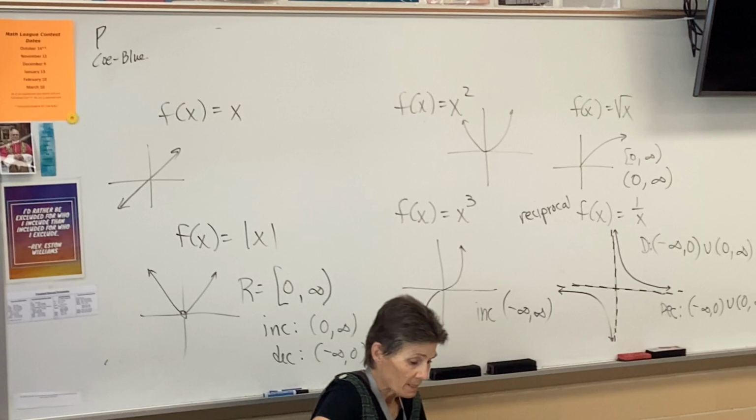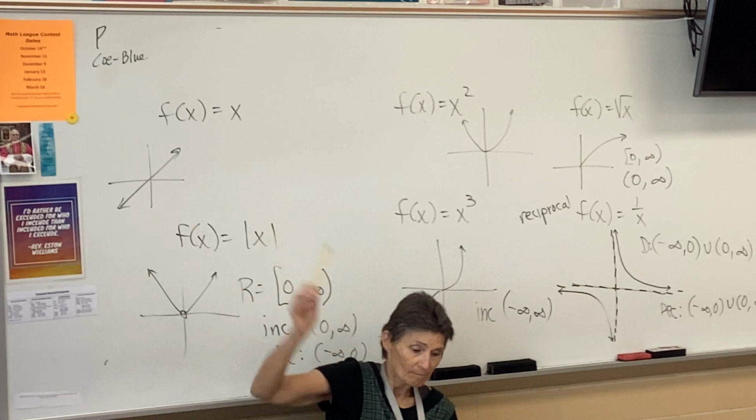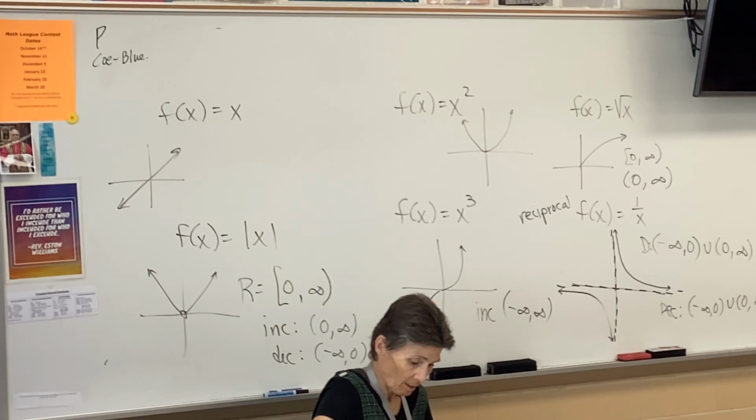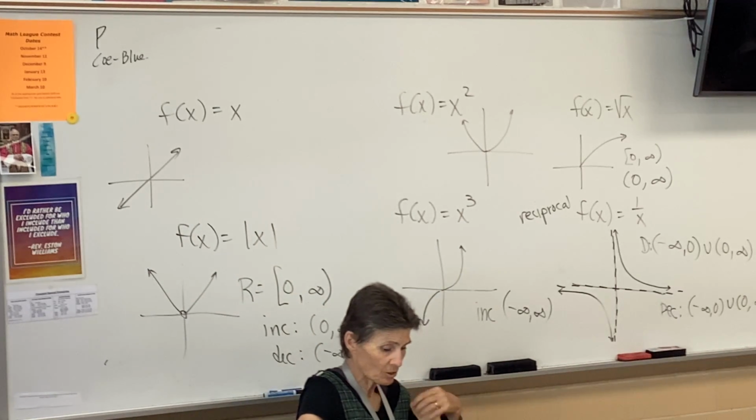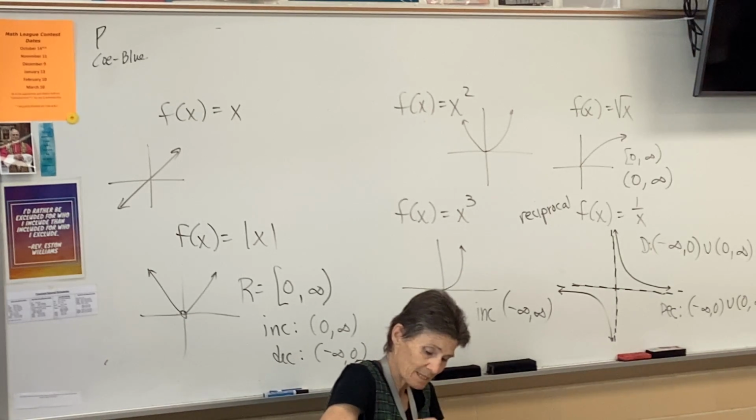Okay. Number 4, investigate the range of each parent function below. This is sometimes called the identity, the linear. All right, and then order the ranges from least to greatest. Okay, let's do that. So we're finding the ranges from 0 to 1.